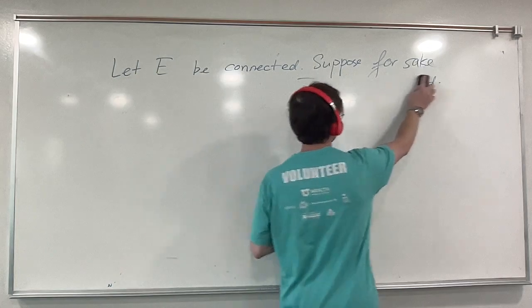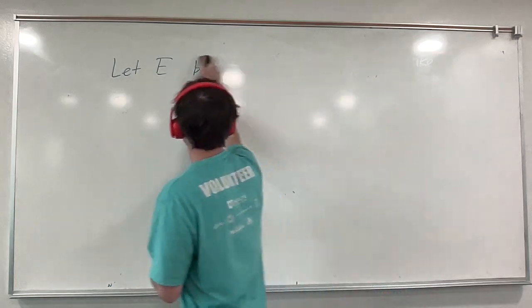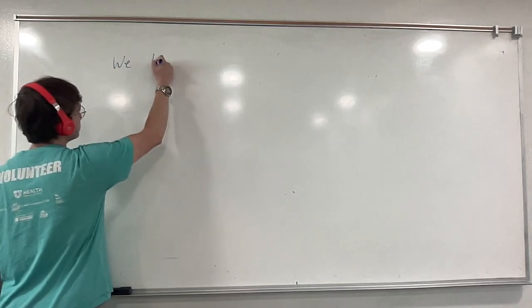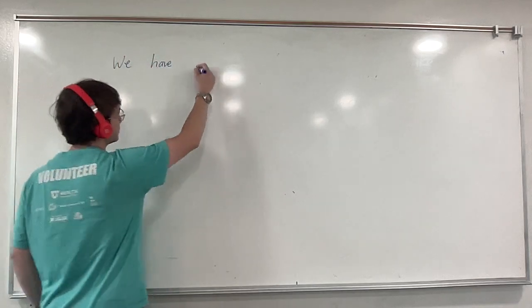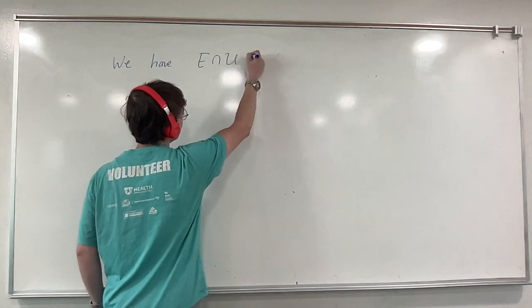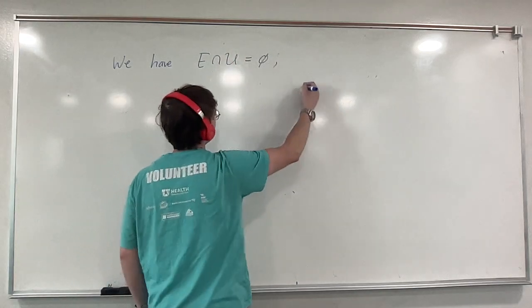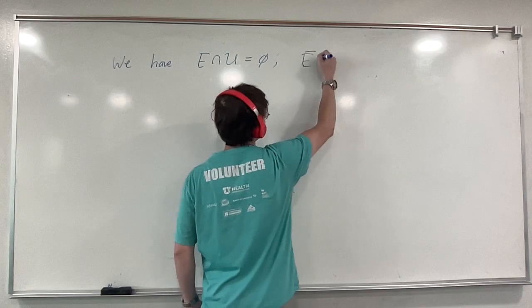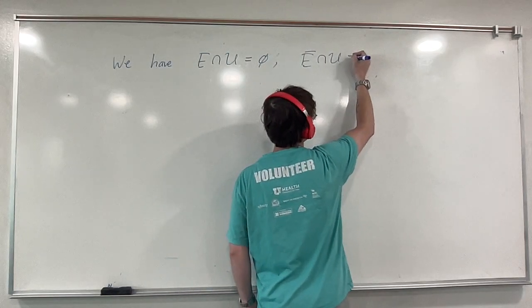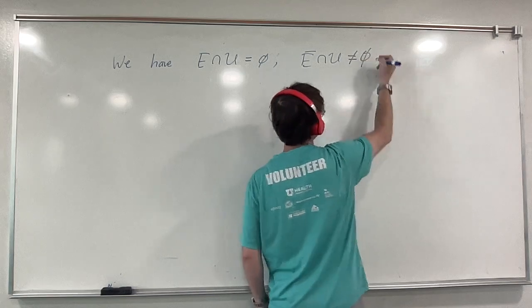Okay, so what do we have now? We have that for E to be connected, E intersect U is empty, but E closure intersect U, remember, since U and V separate E closure, this is not empty, okay?